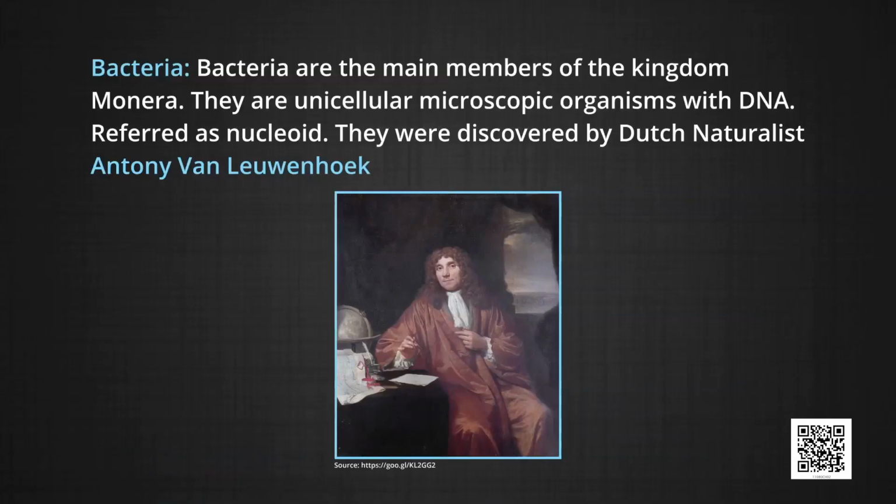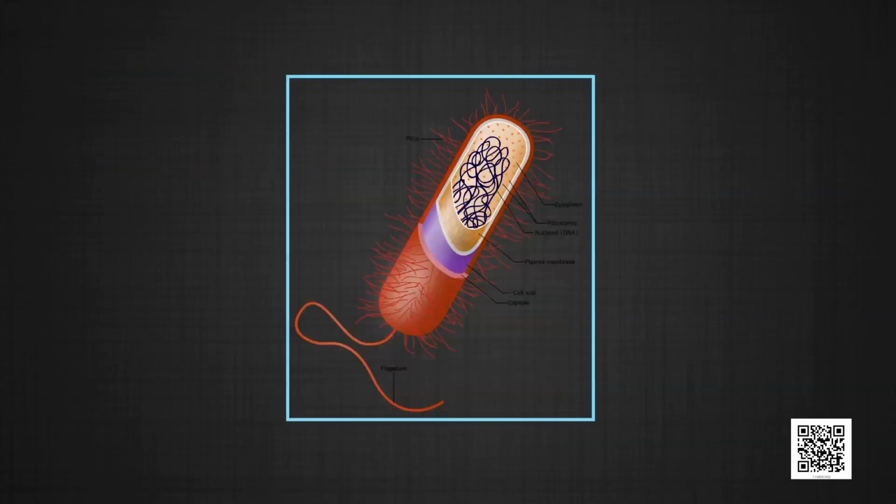Now what is bacteria? Bacteria are the main members of the kingdom Monera. They are unicellular microscopic organisms with the DNA referred to as nucleoid. They were discovered by Dutch naturalist Anton van Leeuwenhoek. Bacteria are ubiquitous, very minute, 1 micrometer to 10 micrometers in length, and found in different shapes. Some bacteria are known as pleomorphic as they have the ability to change their body shapes.